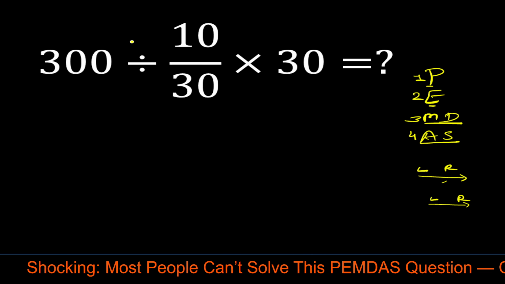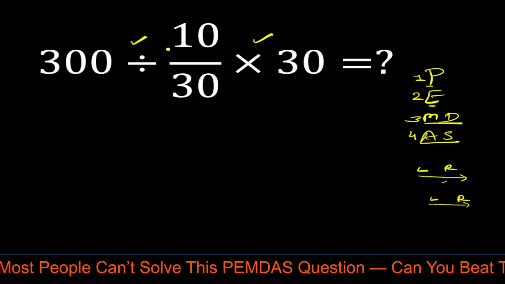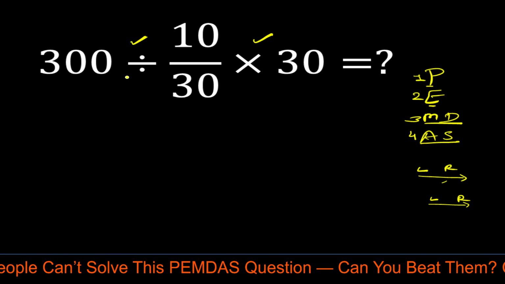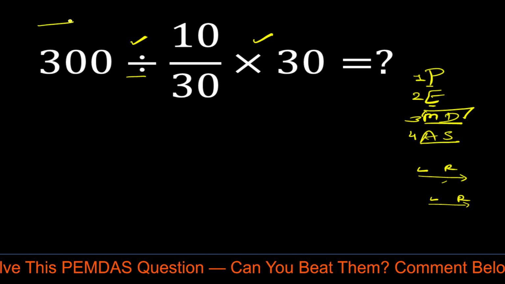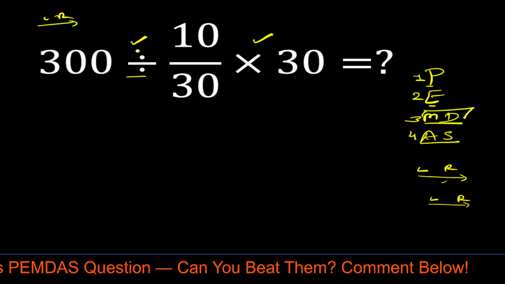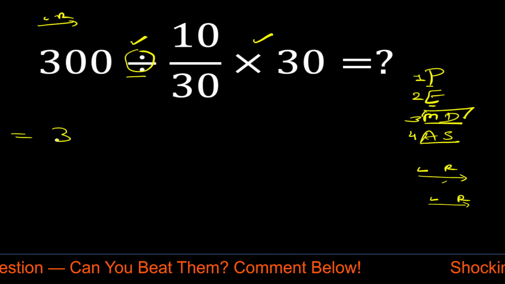So in this question, here we have one division and here multiplication. So according to the PEMDAS rule, multiplication and division both have equal priority, so we have to solve it from left to right. So first we have to solve this division, right? So now 300.